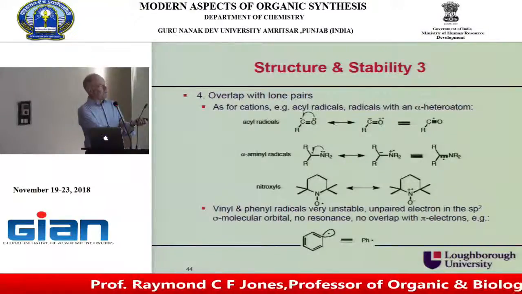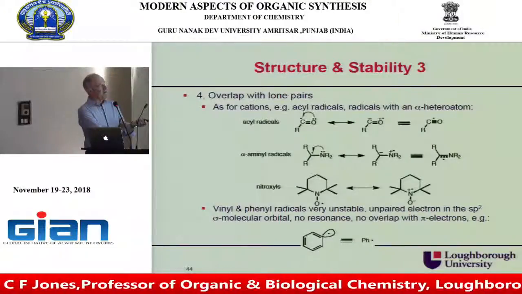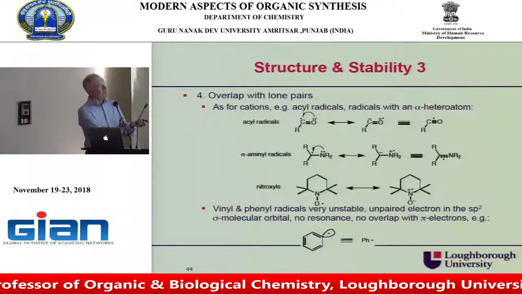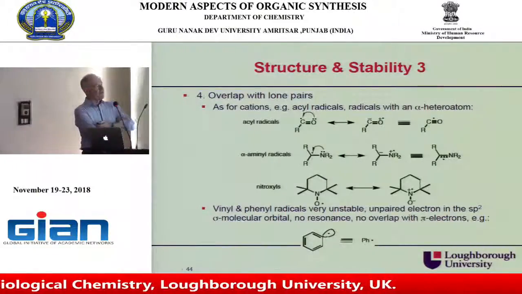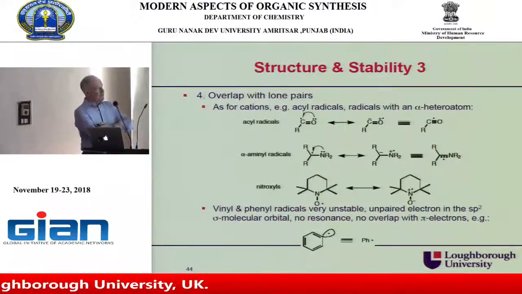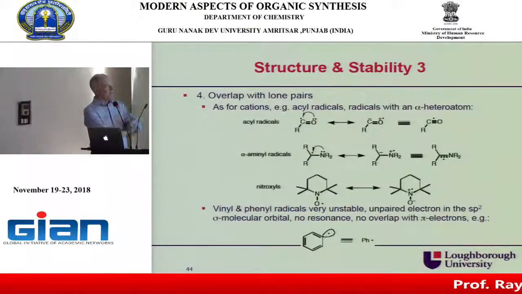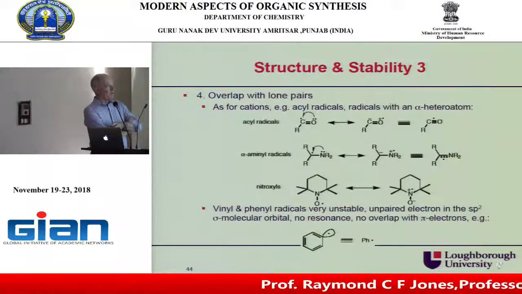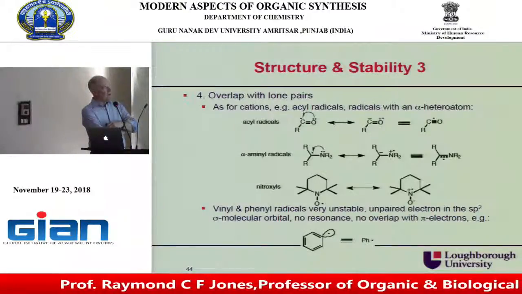You can do the same sort of stabilization with an alpha aminyl radical. There's a resonance form with an electron transfer, and there's an attempt to draw that delocalized. So with these, it's arguable where the single electron density actually is, but very often they react through carbon. And here's the nitroxyl radical, similar situation. So an adjacent lone pair atom will stabilize a radical.